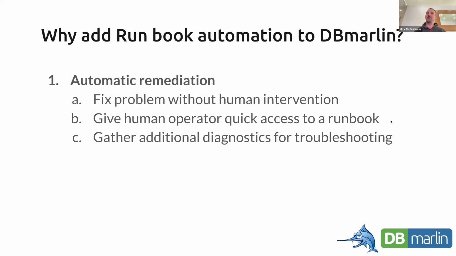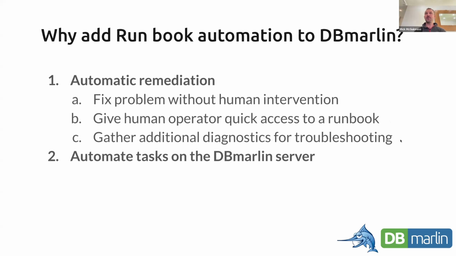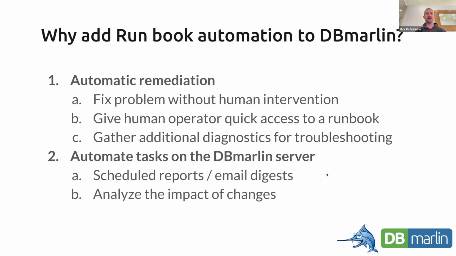And in some cases, you might not be able to automatically fix the problem, but you might want to collect some additional diagnostic information to further troubleshoot it, things like log files and running commands. But then, as we explored this, we started to think there may be other tasks on the DBmarlin server itself that we could automate through Rundeck. For example, scheduled reports and email digests, two features that our customers have asked us for. We haven't delivered them yet, but we think that using Rundeck can give us a faster route to delivering these features for our customers.